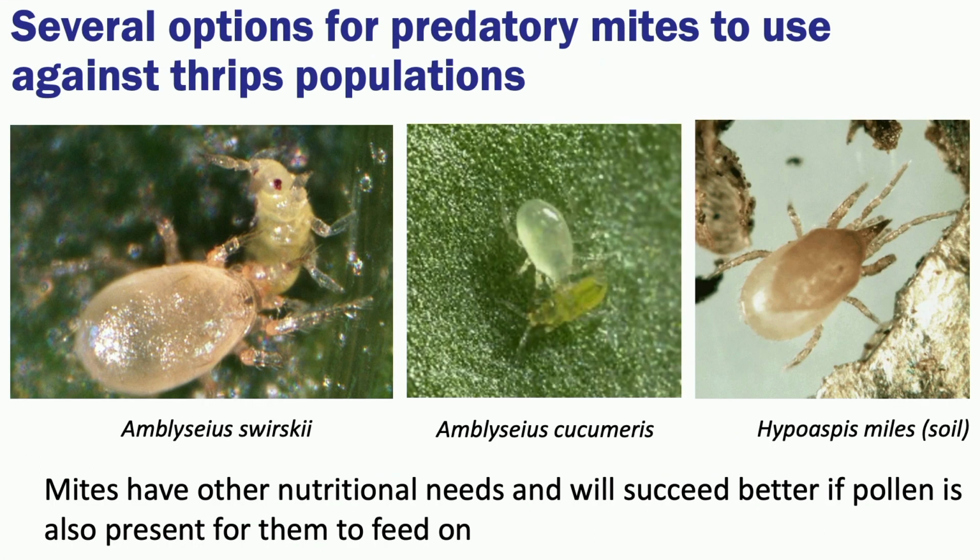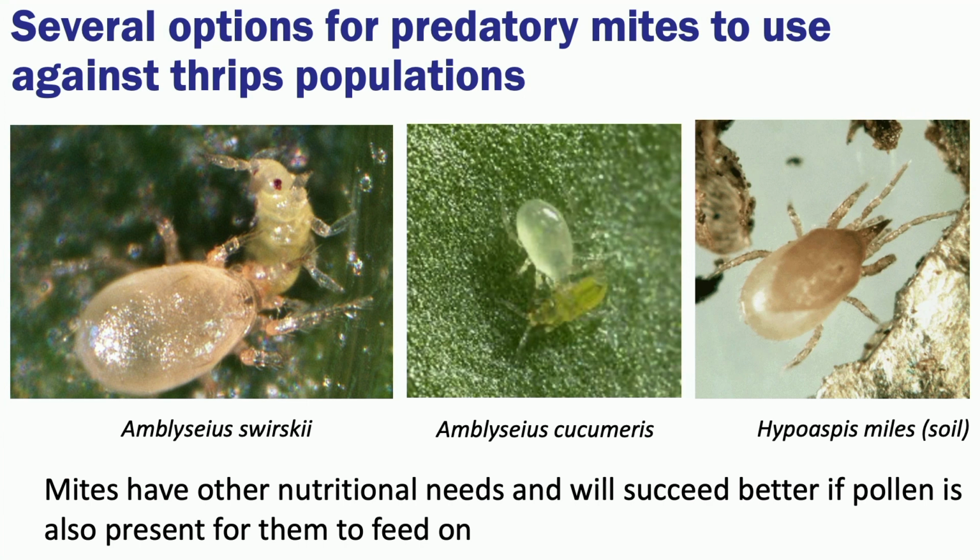Mites can also help with thrips. So we have Amblyseius swirskii, then cucumeris, and then Hypoaspis miles. That one's down in the soil. One thing with predatory mites is that you have to put out alternative food for them as well. They like to eat a little bit of pollen.